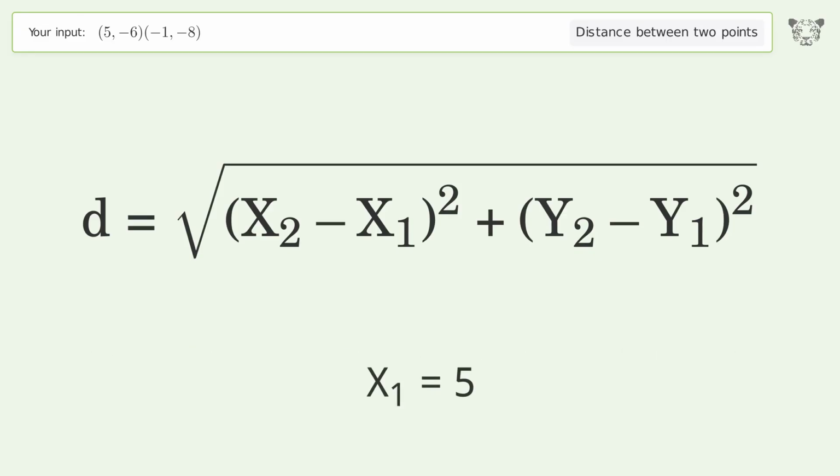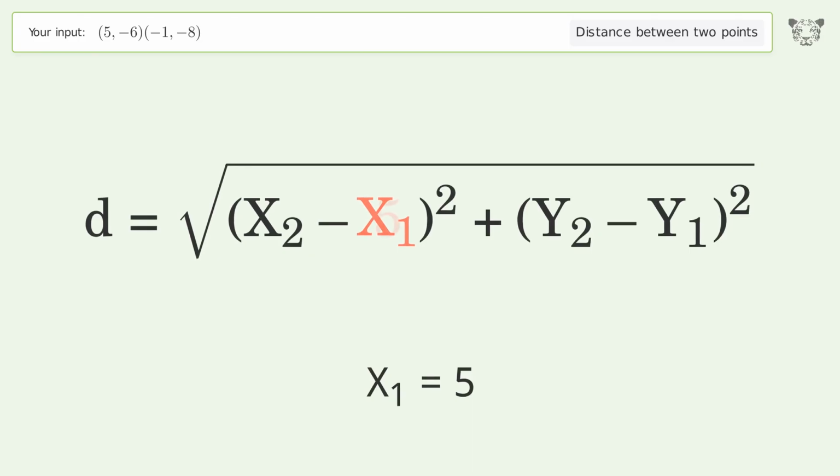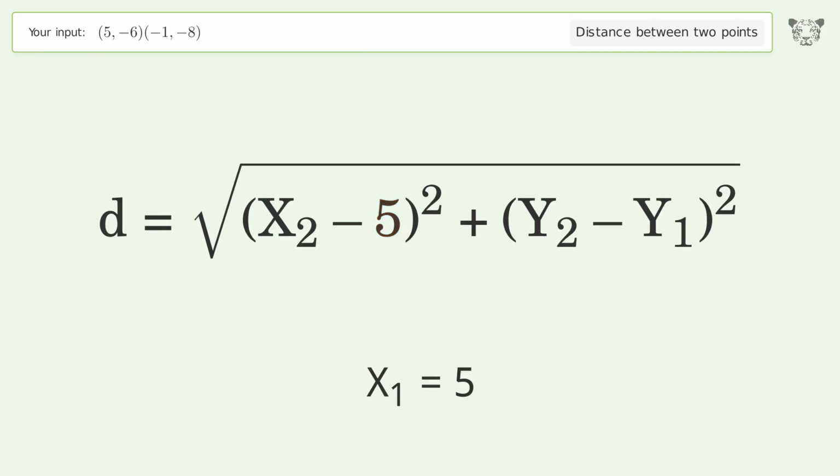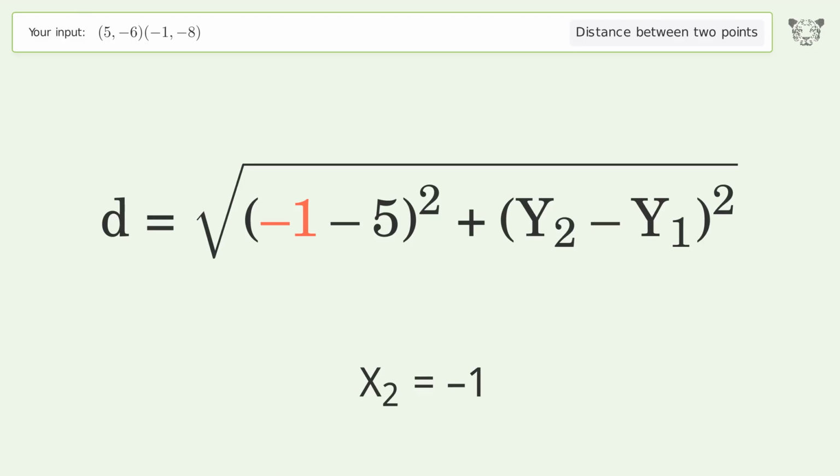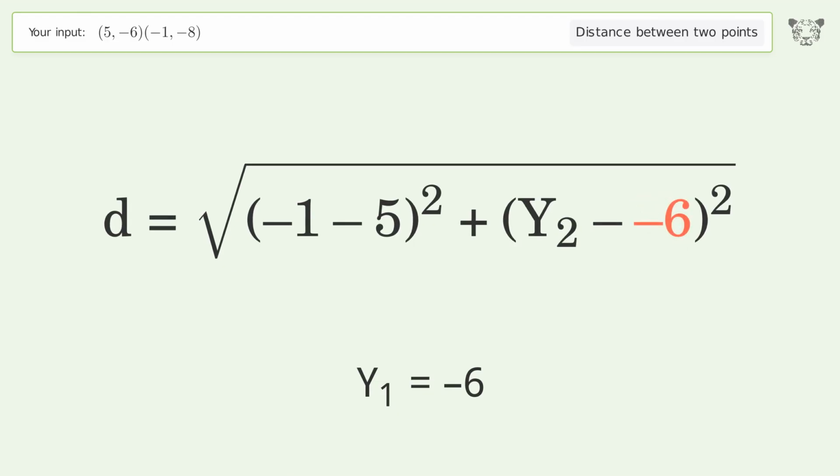x1 equals 5. x2 equals -1. y1 equals -6. y2 equals -8.